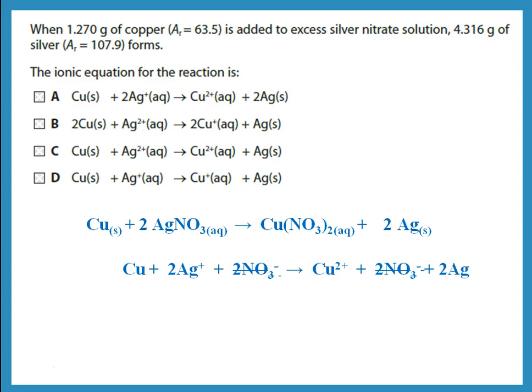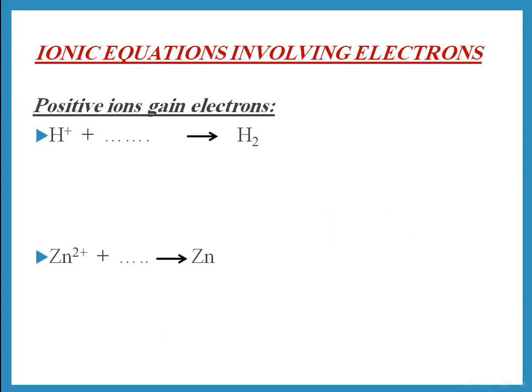Now I find that I have NO3 before the arrow and NO3 after the arrow. I can cancel them, so my net ionic equation is this. So which one is correct? A. Do we understand that?